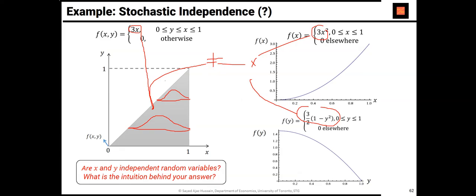But the intuition was you can see that the support is not a square, it's triangular. So the conditional densities are going to depend on the values of y and x. That's why they're not independent. That's the intuition behind this.